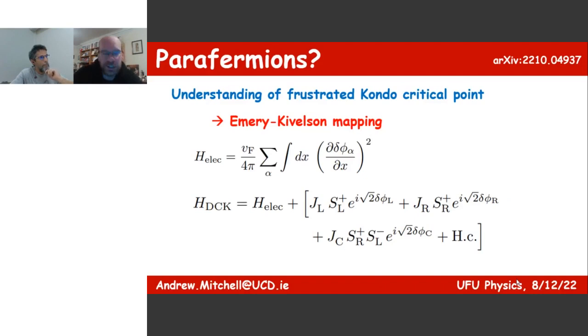And interestingly, in the two-channel case, the effective particles that you have in the system are Majorana fermions rather than regular fermions. It shows that there's a fractionalization at the critical point there to Majoranas. So we were interested to know if something similar can be done for this generalized two impurity model that we have. So doing the Emery-Kivelson mapping, you get the following Hamiltonian.